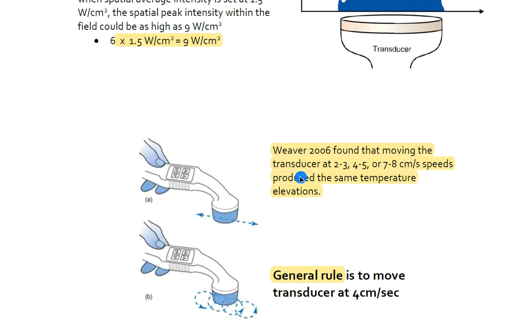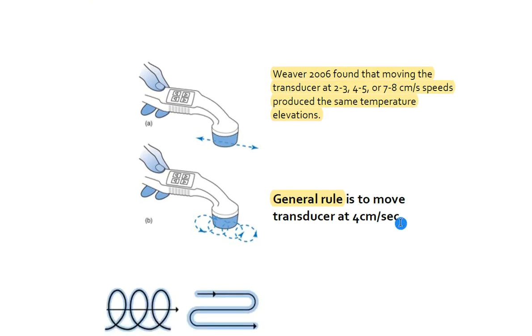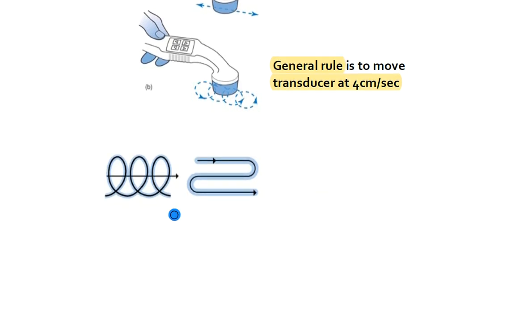Another way to prevent that burn would be to keep the transducer moving, like I said before. And a general recommendation is to go about 4 centimeters per second. But Weaver, in a study here, found that if you go slow or fast, as long as you keep it moving, you're going to produce the same temperature elevations.